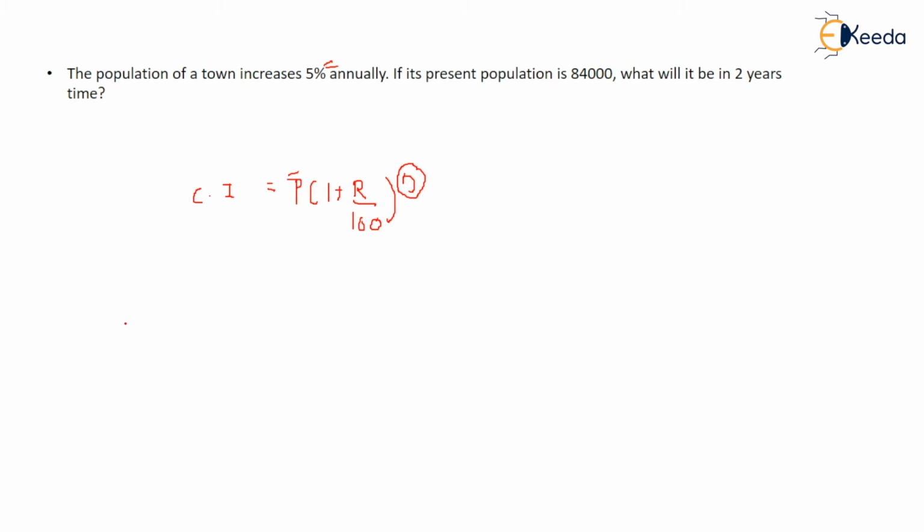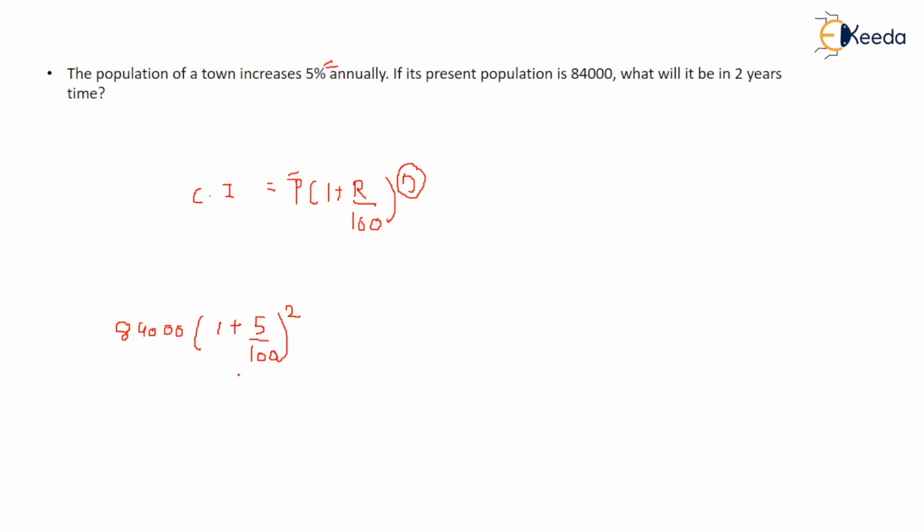So 84,000 into (1 plus 5 by 100) raised to power n. N is how much? 2 years. Okay. When you solve, it comes out to be 105 upon 100, which can be written in a short form as 21 by 20, right? So you can simply do 84,000 into 21 into 21 divided by 20 times 20, right?